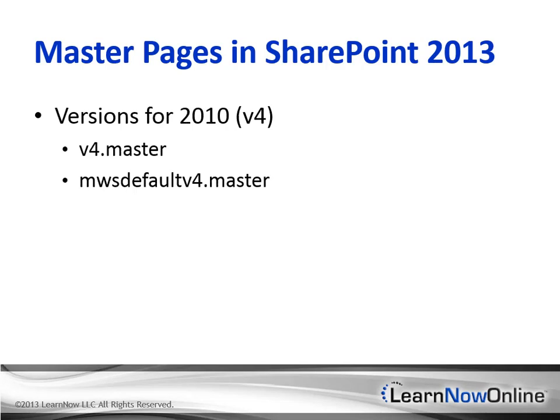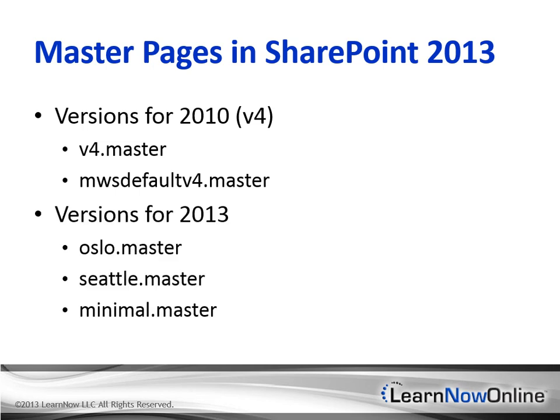There's different versions. For 2010, for backwards compatibility, you'll see the v4.master file still there, and then there's mws default v4.master. And then there are new master pages for 2013: oslo.master, seattle.master, and then Microsoft went ahead and just included a minimal.master, because they knew people would want to create master pages that were basically blank but had all the correct placeholders that SharePoint requires. And so that's been included.